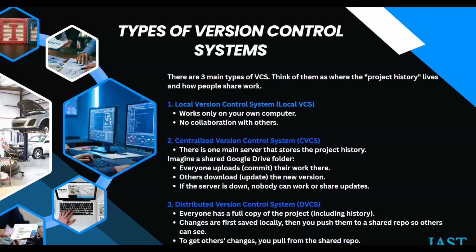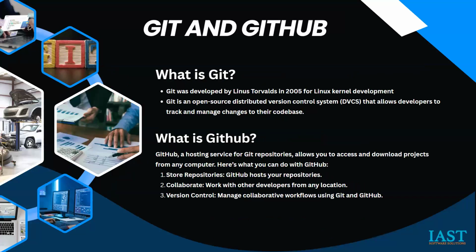Next, we understood what Git is. Git is basically a version control system, a distributed version control system, that we use in our day-to-day life. As a developer, we use it to control the version of our project. What is GitHub? GitHub is a hosting service or a website where you can host your repositories.